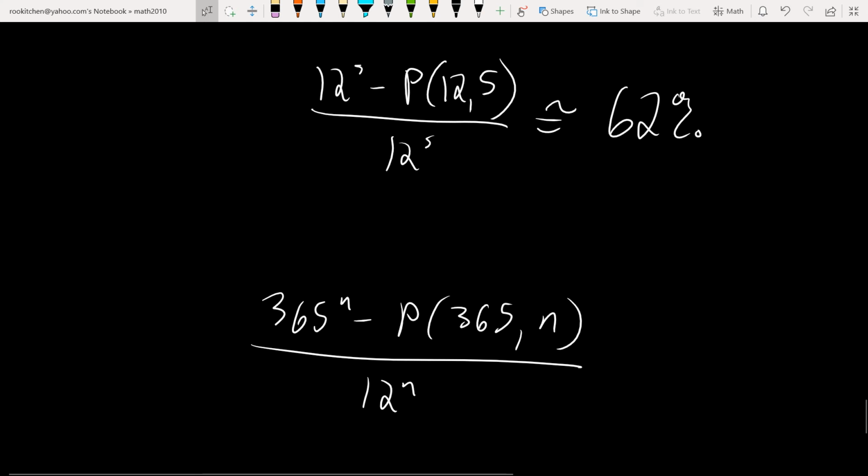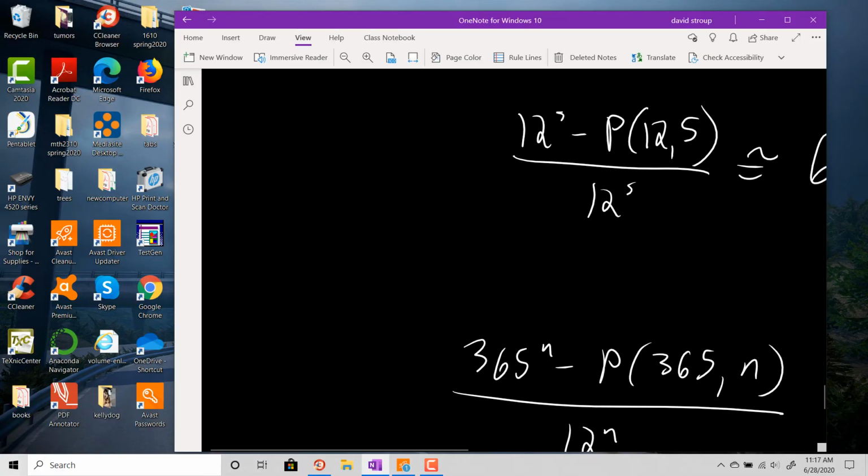So in my classrooms when I teach, it's always fairly likely that 2 people will have the same birthday. It's over 50% probability that 2 people will have the same birthday.